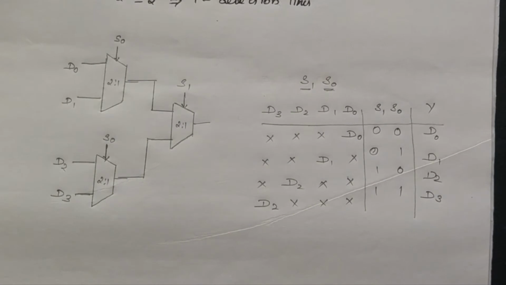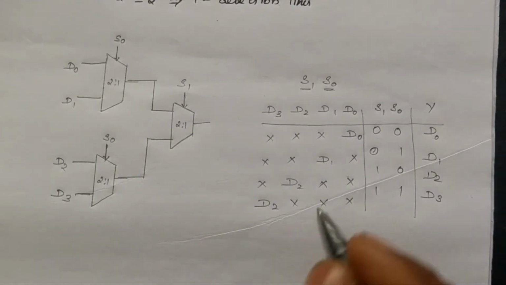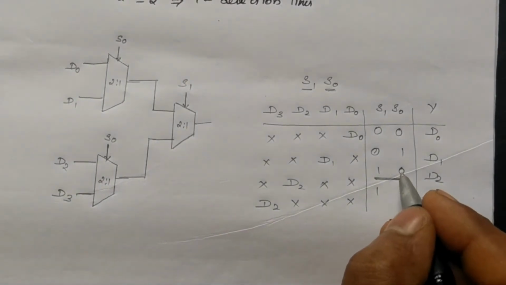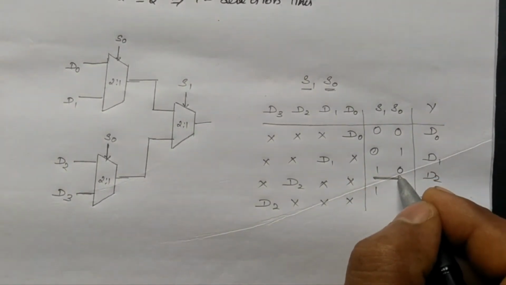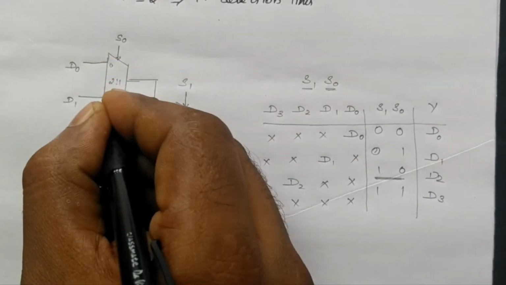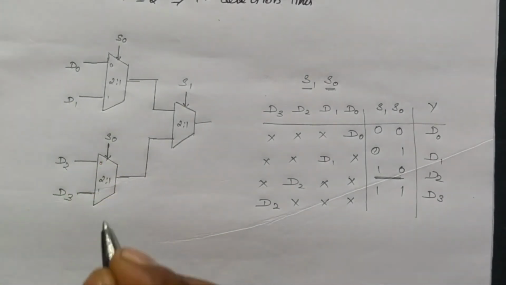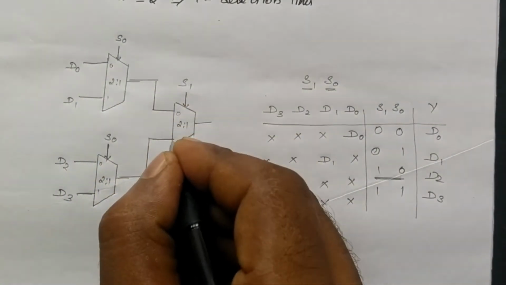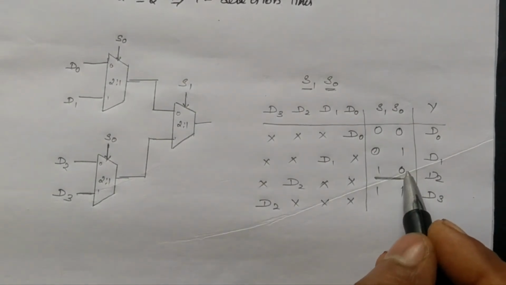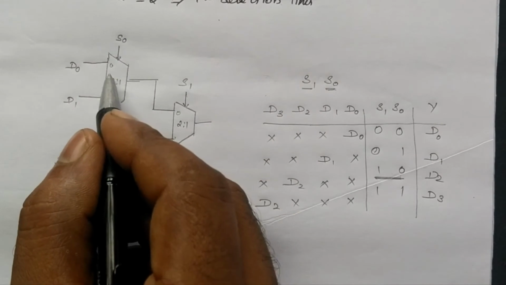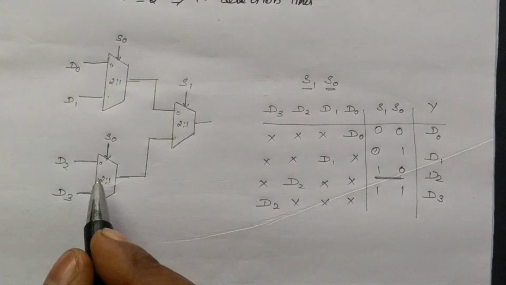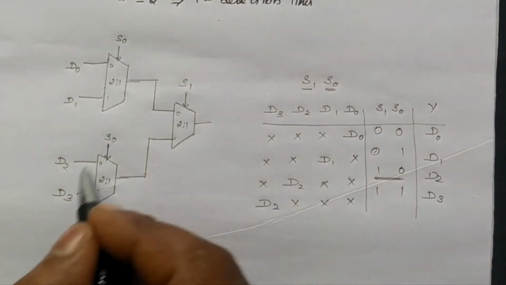Now we will go for checking a condition. Here we are having the selection lines as 10. In the first level, the S0 value is equal to 0. That means here it will be 0, here it will be 1, here 0, here its value is equal to 1. Likewise, here its value is 0, here its value is equal to 1. So the S0 value is 0. Therefore, the line represented by 0 will be selected. If it is 1, this line will be selected.